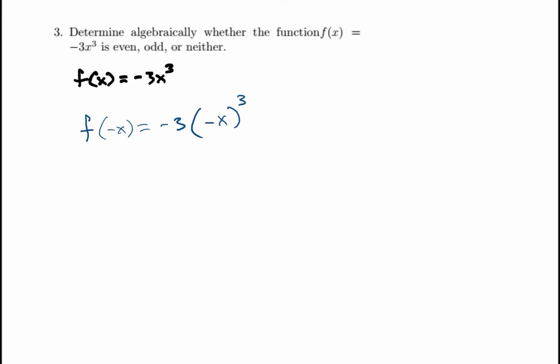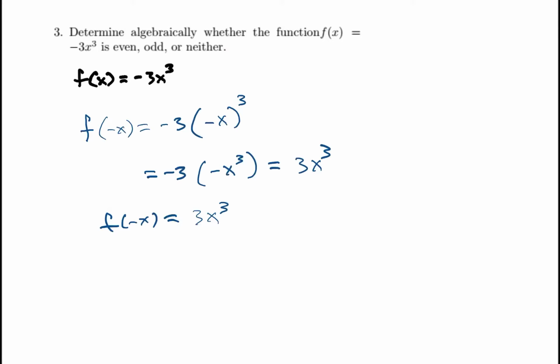So then what do we get? We get negative 3, negative x to the third, and negative x to the third is just negative x cubed. Then negative times negative gives me positive x cubed. So for f of negative x, we get 3x cubed.